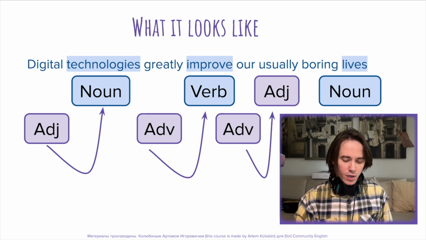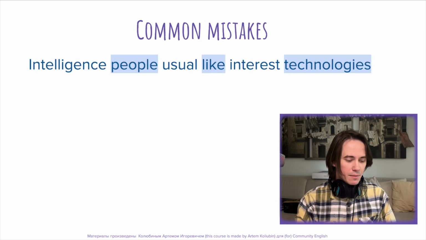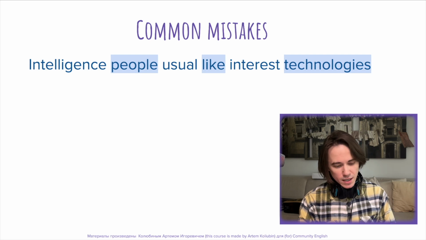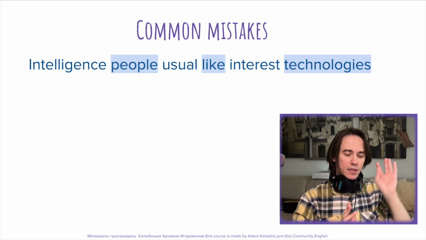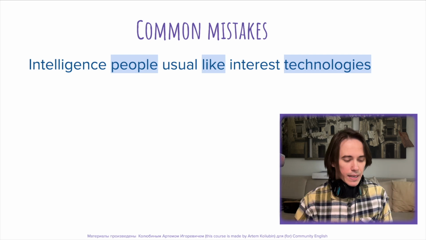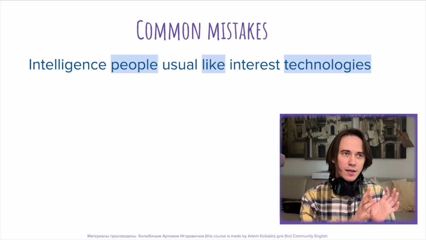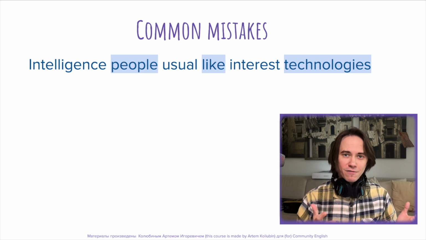Okay? So what about mistakes though? Mistakes could look like that. So, for example, this sentence, intelligent people usually lack interest technologies. So people like technologies, that's perfect. We have subject, verb, object, noun, verb, noun. Good. But everything else is not correct because it has the particular function, right, which it cannot fulfill because it's not the right part of speech.